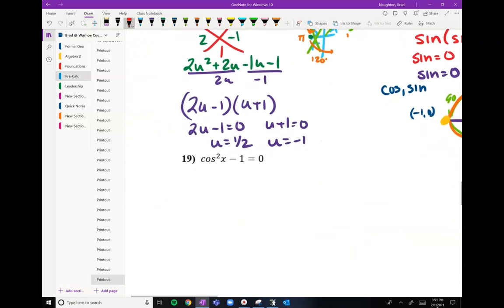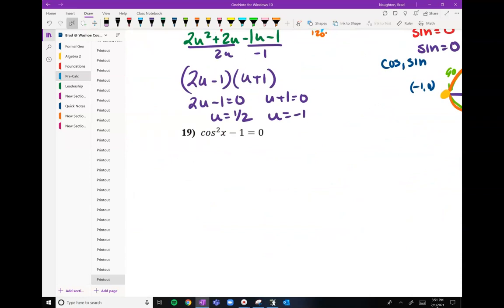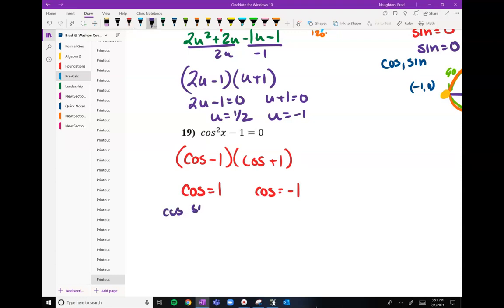Alrighty. And then 19 here, we got a perfect square action. So we're going to do cosine minus 1, cosine plus 1. So we're going to say, when is our cosine equal to 1? And when is our cosine equal to negative 1? As we can see, because again, it goes cosine, sine, those two values are going to be right here at 0 or 2 pi, and then right here at pi.